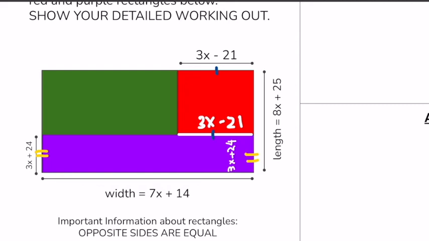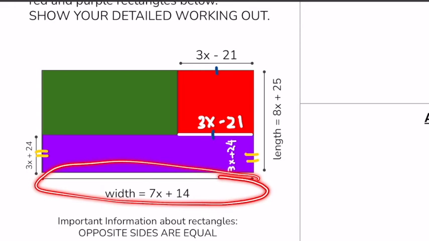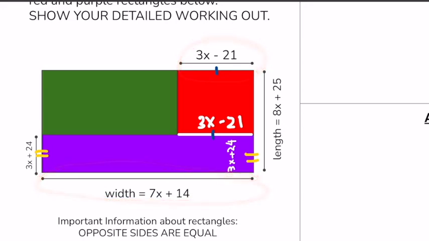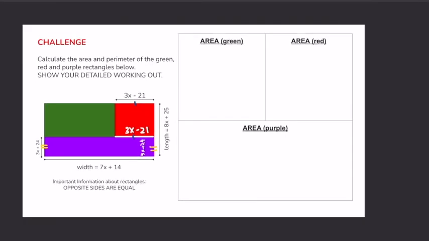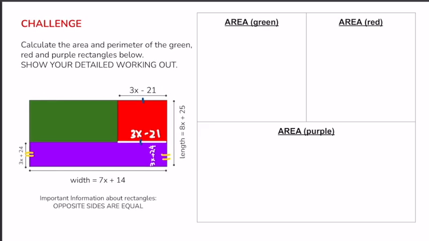Again, if this whole length is 7x plus 14 and this part of the big rectangle is 3x minus 21, how then will you calculate for this? And once you're able to do that, then there's no problem calculating for the area of green, red, and purple. So I will stop the tutorial there to give you a chance to work it out, and then I will post the answers later and we can talk about it.